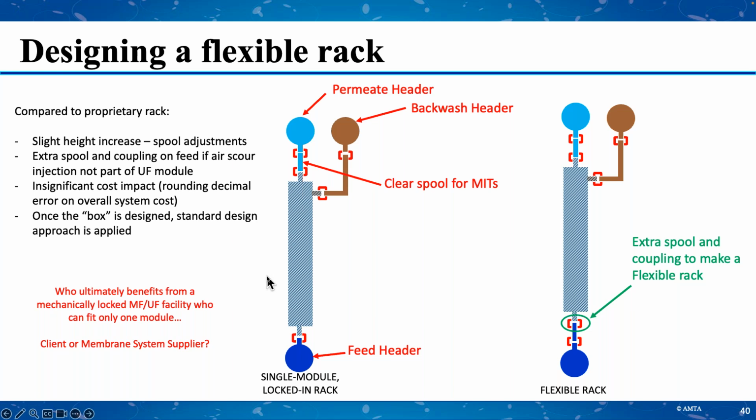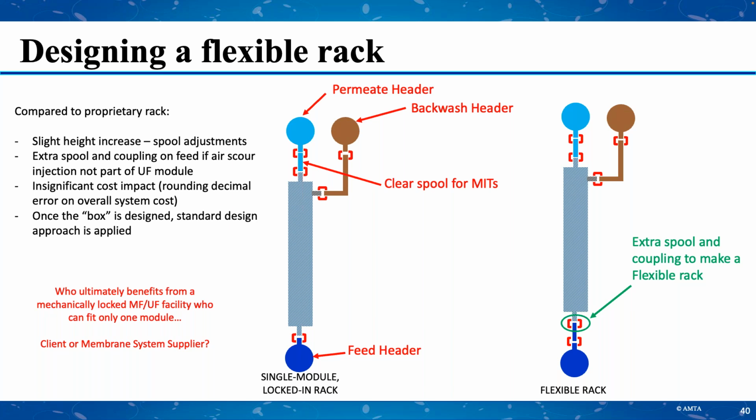When you're looking at a multi-million-dollar system, you're probably going to spend $5,000 on 50 or 100 spools and 100 couplings. So it's really not a cost thing. Designing an open concept is very much a philosophical risk management aspect more than a cost thing, as we discussed. And then once the box, which I call the box is the frame, once the membrane rack is designed, then it's a standard design approach that can be applied from project to project to project.